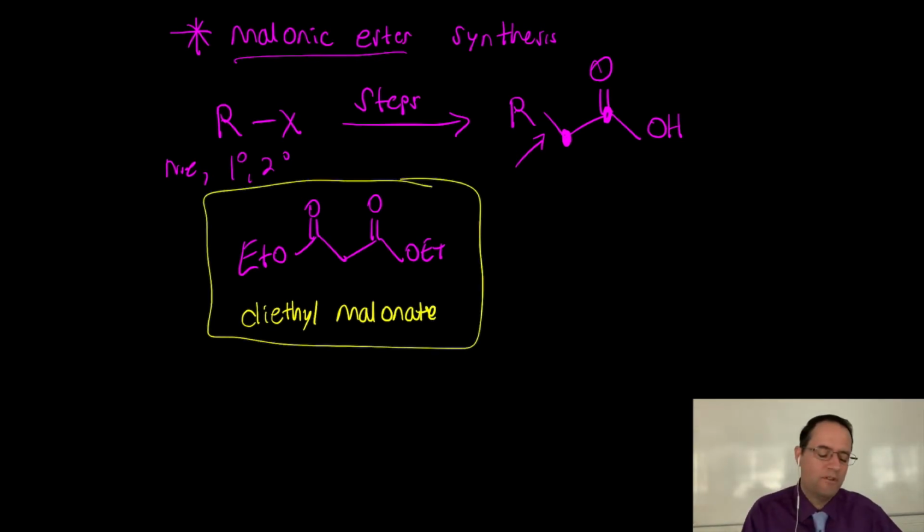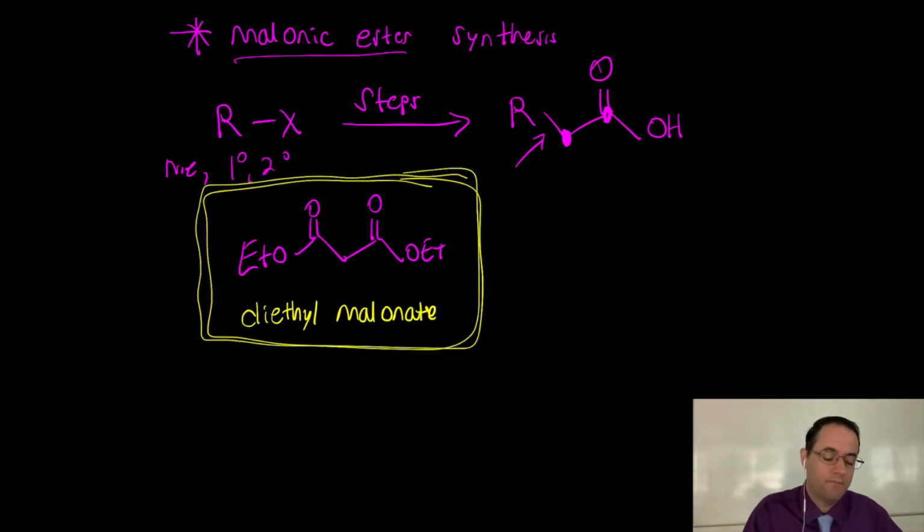A lot of professors don't like to draw this out. They just might say, starting with diethyl malonate and a suitable alkyl halide, how would you make this? Or they might say, using the malonic ester synthesis, how would you make this? So you need to memorize diethyl malonate in case somebody doesn't write it all down. In my class, I'm telling my students, memorize this.